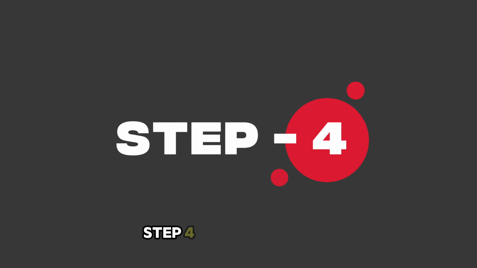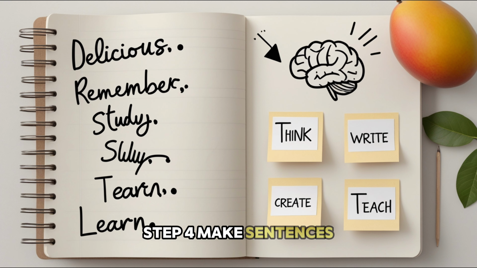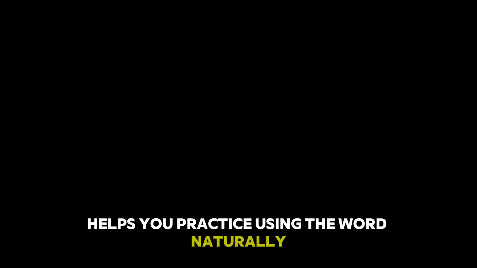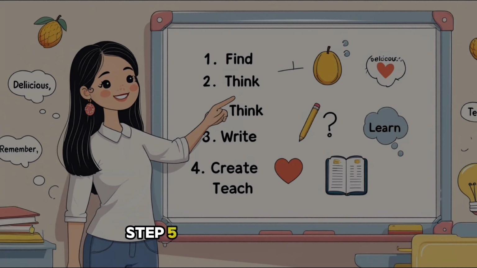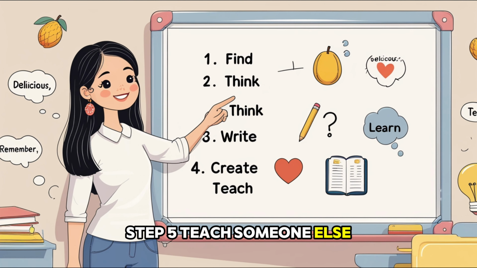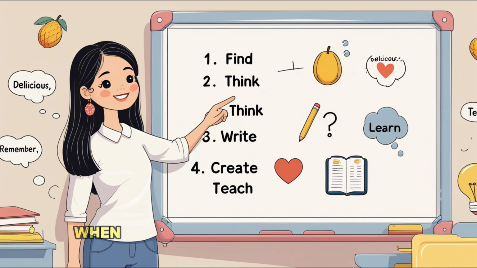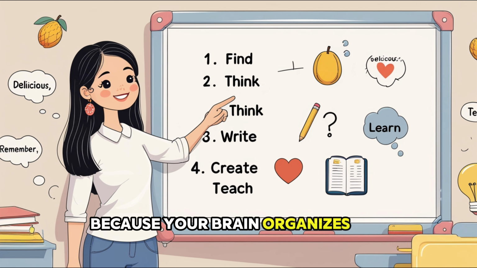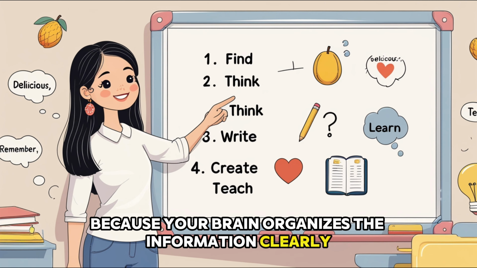Step 4. Make sentences. Writing real sentences helps you practice using the word naturally. Step 5. Teach someone else. The final step. Teach it. Tell a friend, record a video, or explain it out loud. When you teach, you remember better because your brain organizes the information clearly.